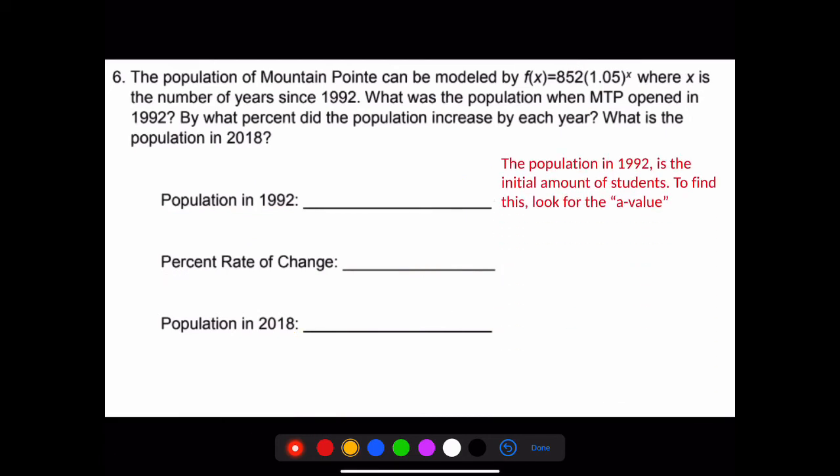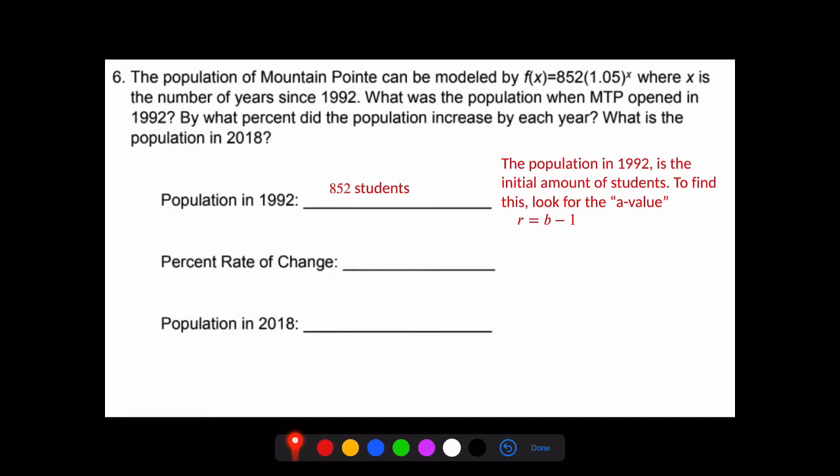And then here's just all the work again. The population in 1992 is the initial amount of students. To find this, look for the A value. Again, A value is 852. For part B, we use R is equal to B minus 1. Sorry, this should be B is equal to 1 plus or minus R.